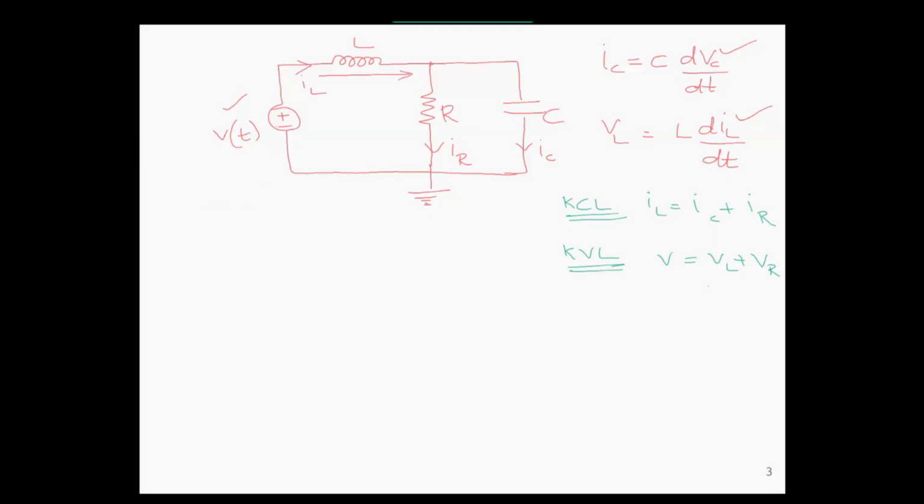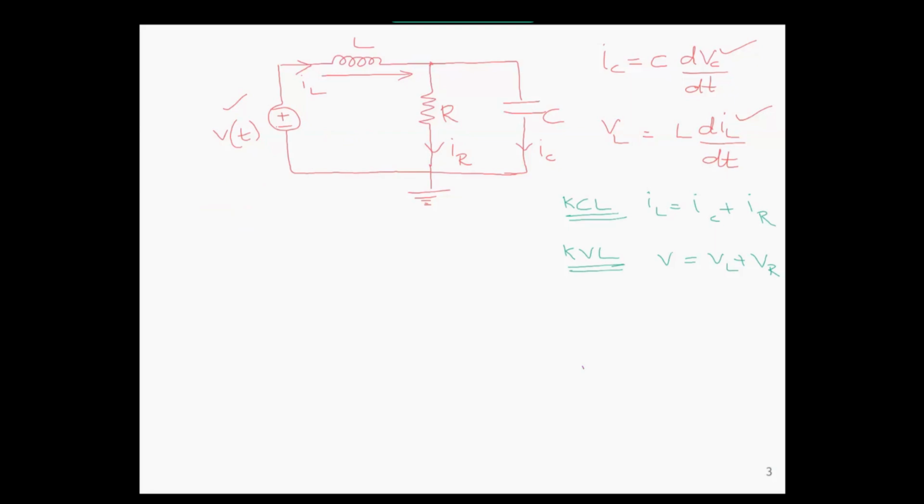And by Kirchhoff's voltage law, we can write V equal to VL plus VR. So in this closed loop, the first loop, we have the input voltage V of t that will be dropped across the inductor, VL, plus the voltage that is dropped across the resistor, VR.